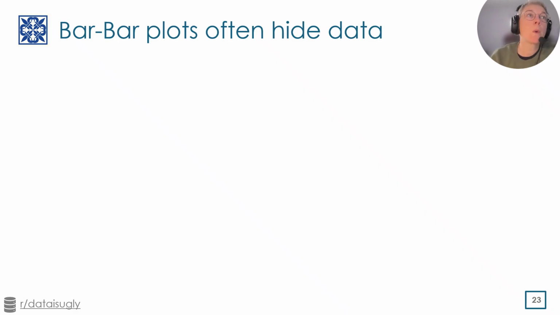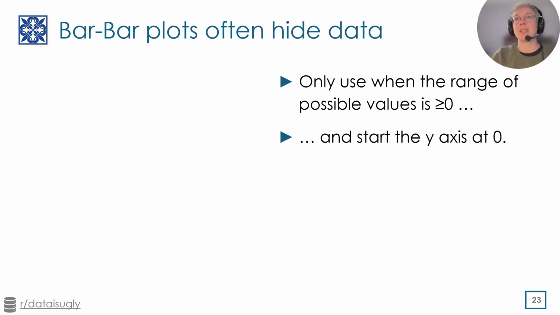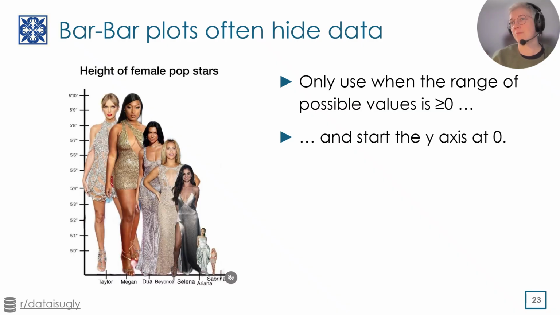Moreover, you should only be using those bar plots when the range of possible values is from 0 to whatever. Okay, if the only possible range of values is between 50 and 60, but then you draw a bar that goes from 0 to 52, that doesn't make a whole lot of sense. So only use them when the possible range of values is from 0 to something else. And the other caveat is you need to start the y-axis at 0. Why? Because otherwise it gives some weird sort of results, right?